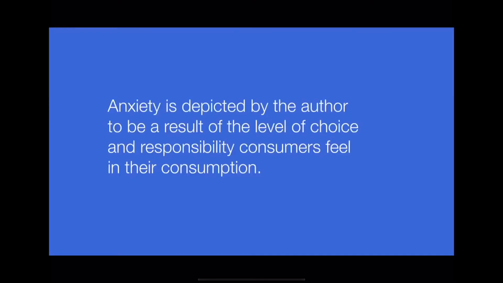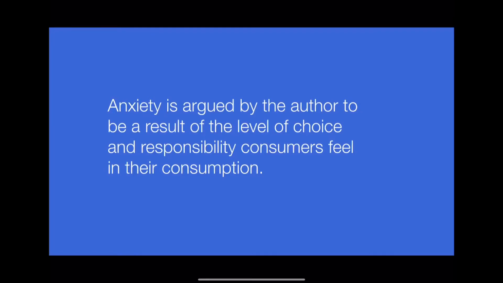So I've got an example here for you. Anxiety is depicted by the author to be a result of the level of choice and responsibility consumers feel in their consumption. So what you notice here is it says anxiety is depicted. It's not strictly incorrect, but stylistically it reads a little bit strangely. Like, depicted implies that it's kind of been pictured or painted by the author of this particular paper.